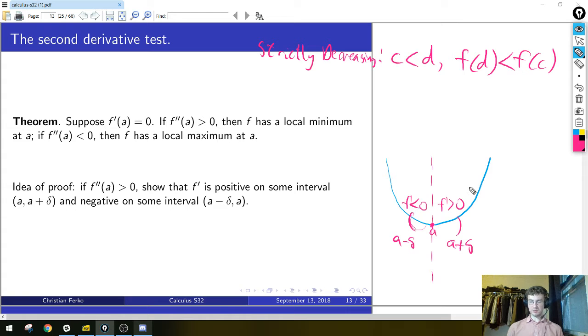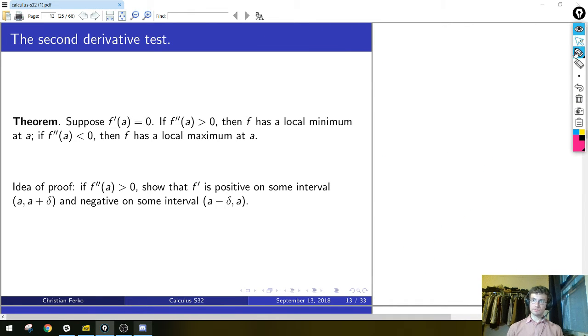But before doing that, questions about the idea or the statement of the theorem? I do not have any questions. Cool. Okay, let's prove it then.